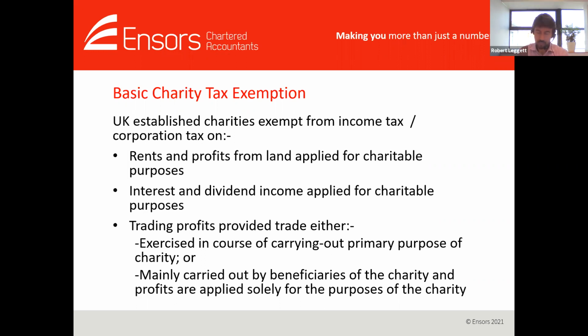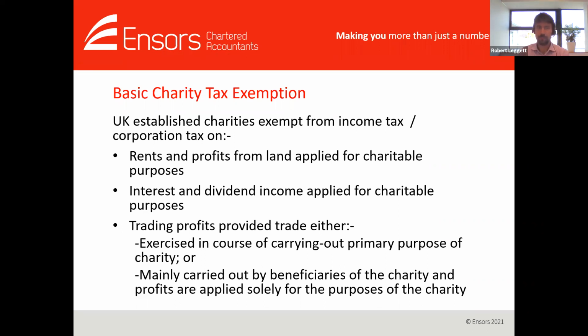Now, I suppose what we're saying with this is there's almost a twofold test here in terms of income. One is what type of income have you got? Have you got your rents? Have you got your interest? If it's trading, is it in respect of the primary purpose of the charity? And then you've got what happens with the money.